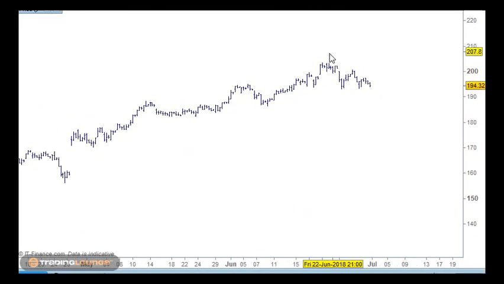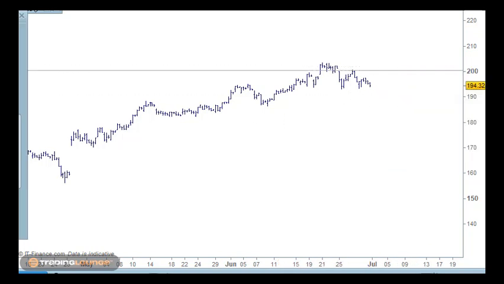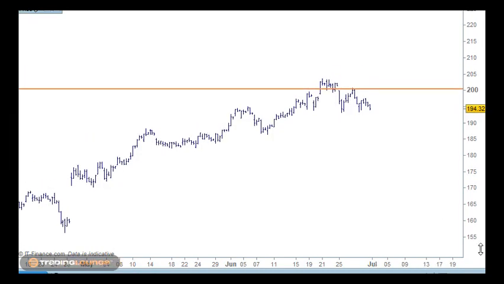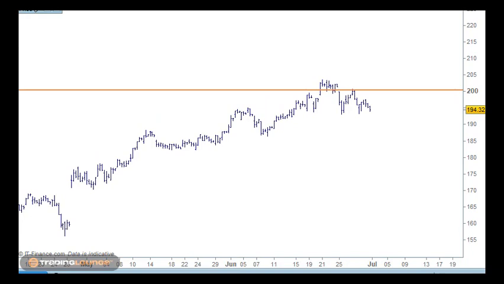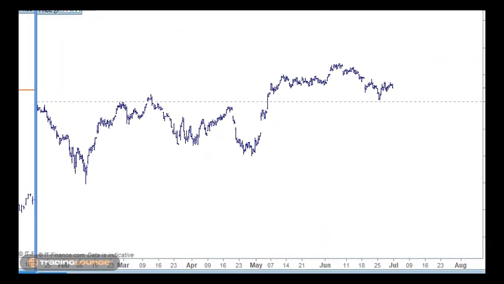This pattern in here appears to be corrective, but it's unfinished, so it needs to come down further. It's just a reaction, the arrival and the reaction from a major trading level, major trading level 2 here. So it's still got weakness to go in there, and also Apple as well.